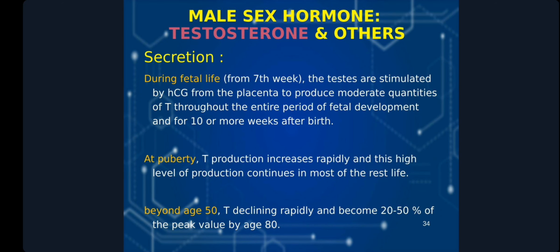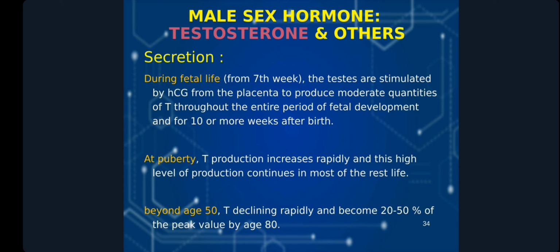So, what is the secretion pattern of testosterone? During fetal life, from 7 weeks after gestation, the testes are stimulated by HCG, human chorionic gonadotropin, from the placenta. We will talk about this Wednesday. They produce moderate quantities of testosterone throughout the entire period of fetal development and for 10 or more weeks after birth. At puberty, testosterone production increases rapidly, and this high level of production continues for most of the rest of life.